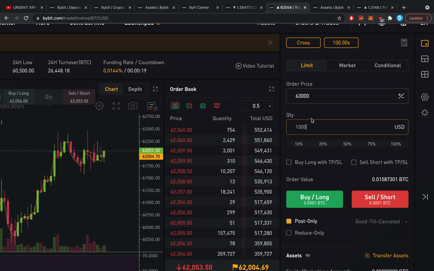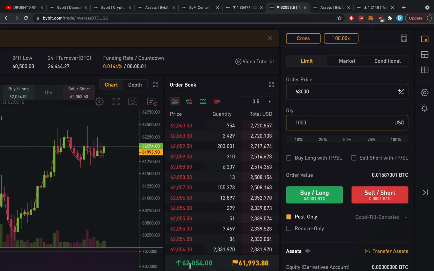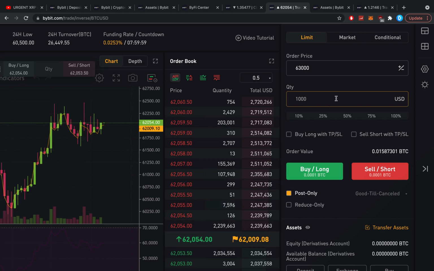So let's say I want to buy $1,000 worth of Bitcoin at 63,000. This is, again, contracts, not the actual Bitcoin. You're basically buying 1,000 contracts at the price of 63,000, which is high. But because there's a limit, it basically puts the maximum amount of money that you'd be willing to pay. So right now, the price that we're at is 62,054. If I press buy right now, it'll buy at that price.